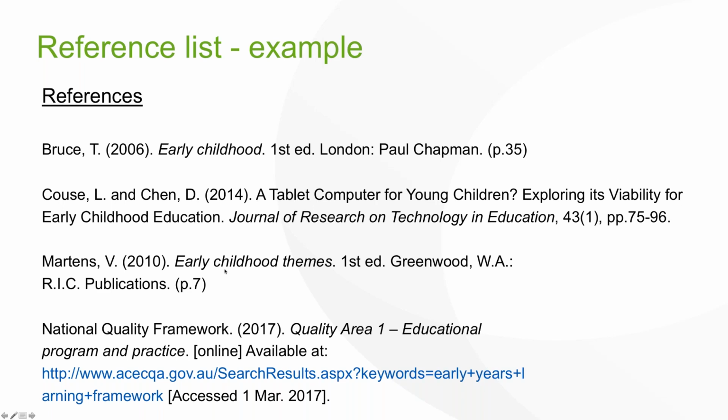Martins, 2010. Early Childhood Themes. Again, that looks like a textbook. And the National Equality Framework 2017, accessed online on the 1st of March. This was an online site. So we can use a multiple of different types of sources, whether it be textbooks, journal articles, online texts in our reference list. So all of these references I would expect to see in the in-text citations.